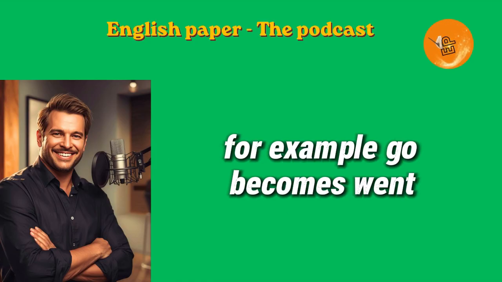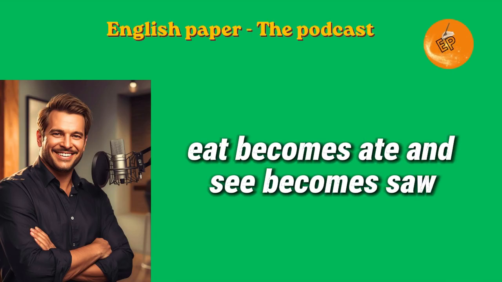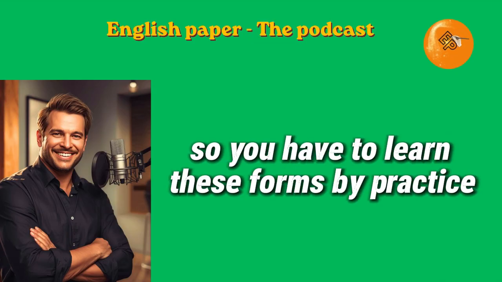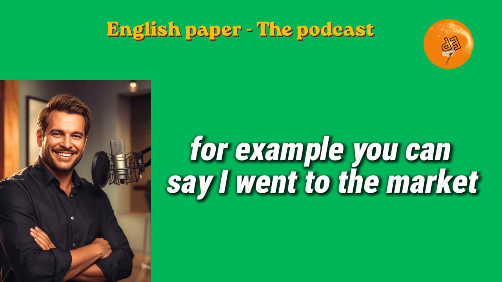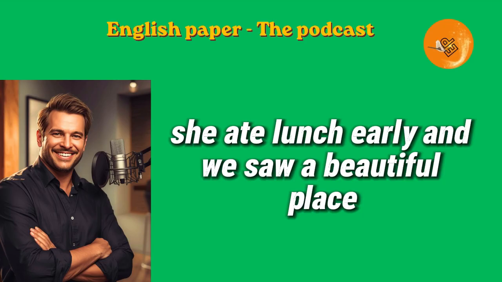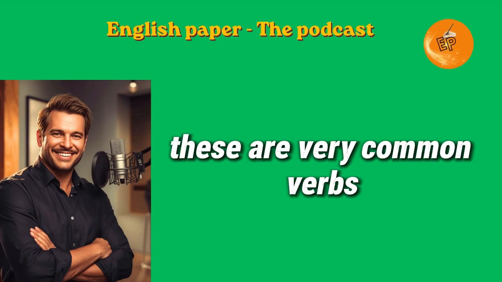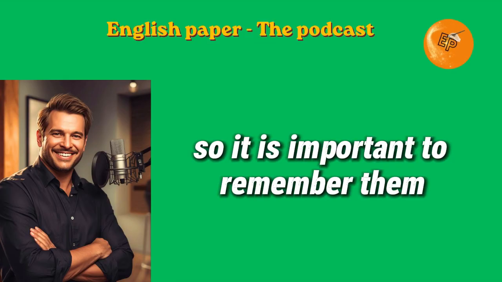For example, go becomes went, eat becomes ate, and see becomes saw. So you have to learn these forms by practice and repetition. For example, you can say, I went to the market, she ate lunch early, and we saw a beautiful place. These are very common verbs, so it is important to remember them.